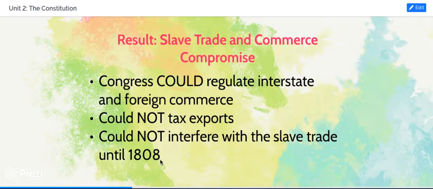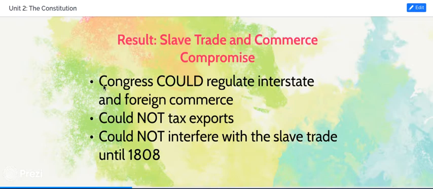This happens to be exactly 20 years from the date that they start this constitutional convention. So this is probably the sneakiest part of this compromise, okay? Because this means that the vast majority of all the founding fathers who are in that room at the time are going to be dead by 1808. So that means that they won't have to deal with it. Sneaky, okay?